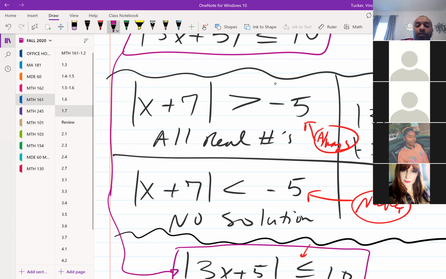Once again, the absolute value is always going to be greater than a negative number. So that means any number I plug in will be true. It will never be less than a negative number. So there's no value I can plug in for x to make it true. So my answer would be no solution.